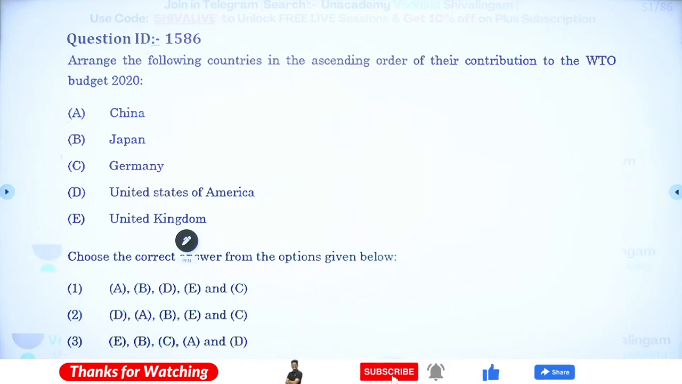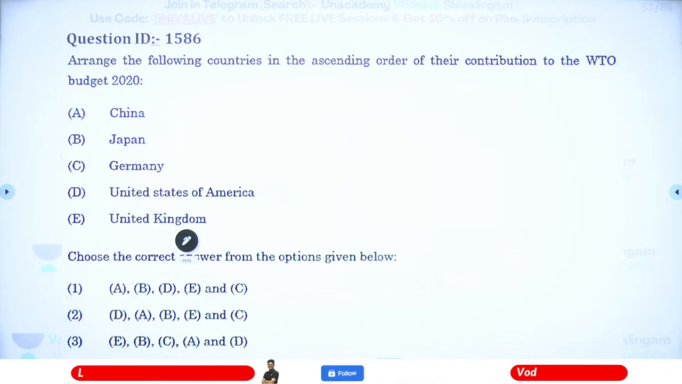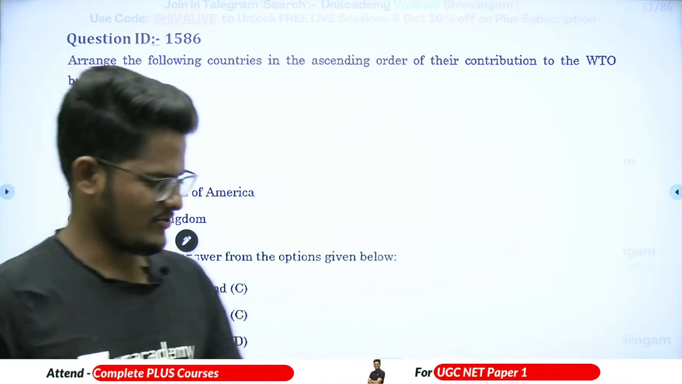Next, last and final question. Arrange the following countries in the ascending order of their contribution to the WTO budget 2020. This is a highlight question of the entire session. Ending with a great question.